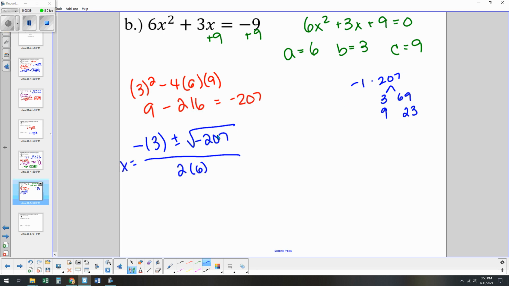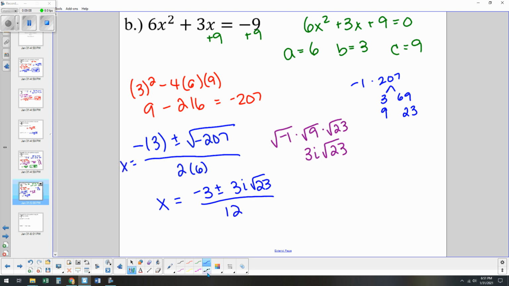So the square root of negative 207 is really negative 1 times 9 times 23. So these two are 3 and i, 3i square root of 23. That right there is going to get replaced with that. So x equals negative 3 plus or minus 3i root 23 over 12.